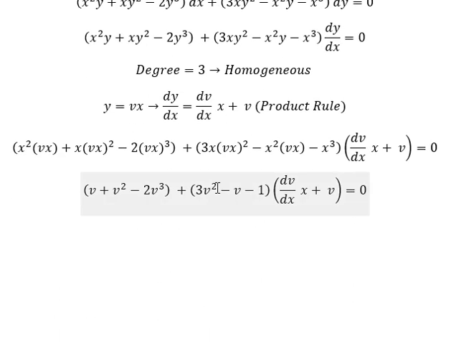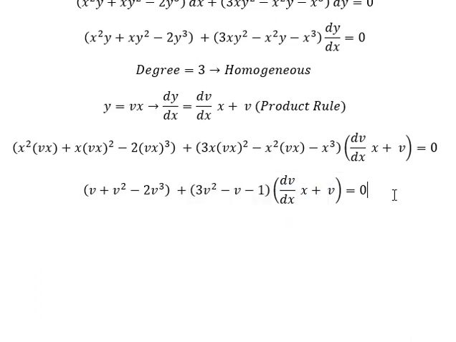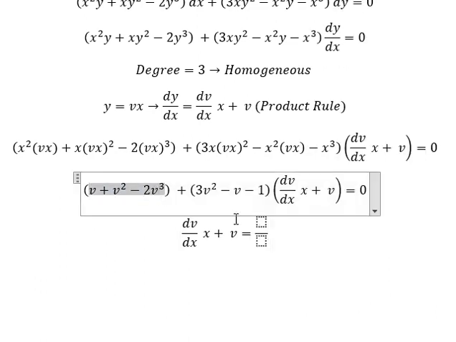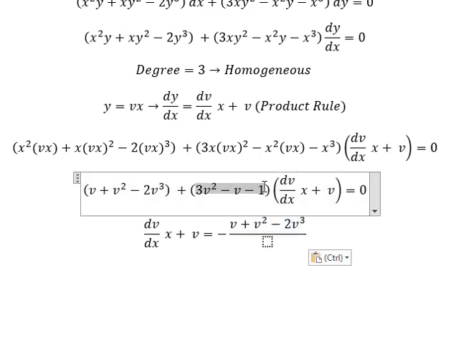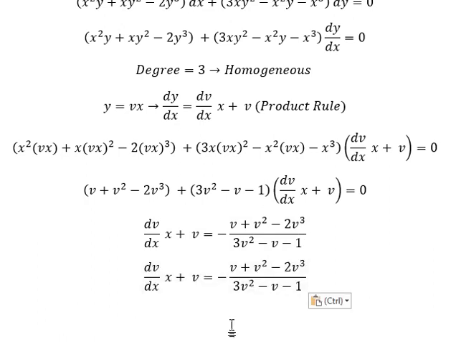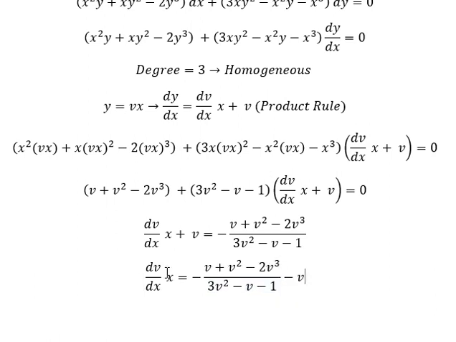Now I will put this one to the right and we divide both sides by this one. So we have like this. So I will put v to the right and we have negative v. Now we do common denominator.